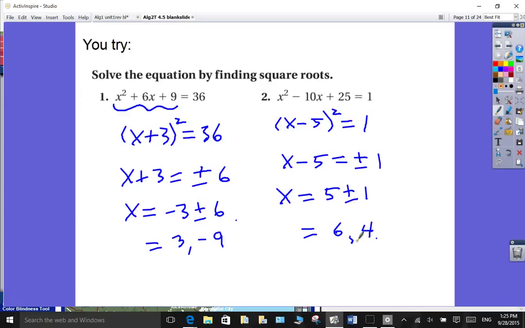Today? No, you're not solving any equations on it, it's just factoring.